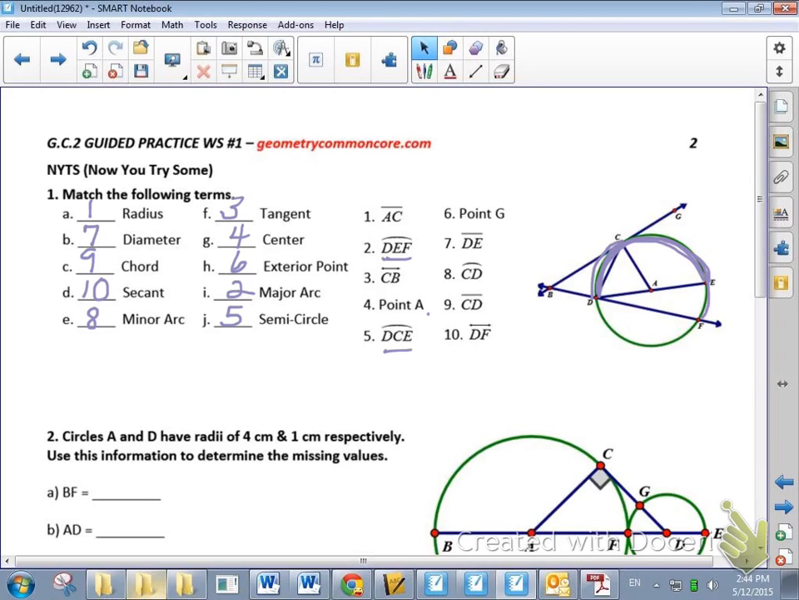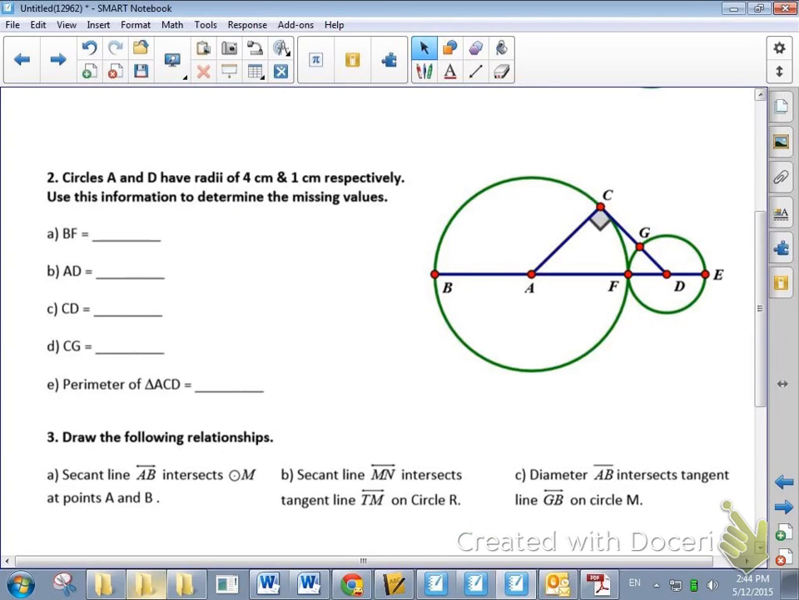Okay, our next section here. I think I need to turn the page. Okay, the next section here, we've got circle A and circle D, and they have radii of 4 centimeters and 1 centimeter respectively. So that means circle A has a radius of 4. So that means any of these lines that are going from the center out is a radius. And my radius is 4, so I'm going to label my picture. I also have a radius from A to F, so I know that part right there is 4. And A to C, that part is 4. And then I was told that circle D has a radius of 1, so that means this part here is 1, and that part there is 1. This one here as well is 1.